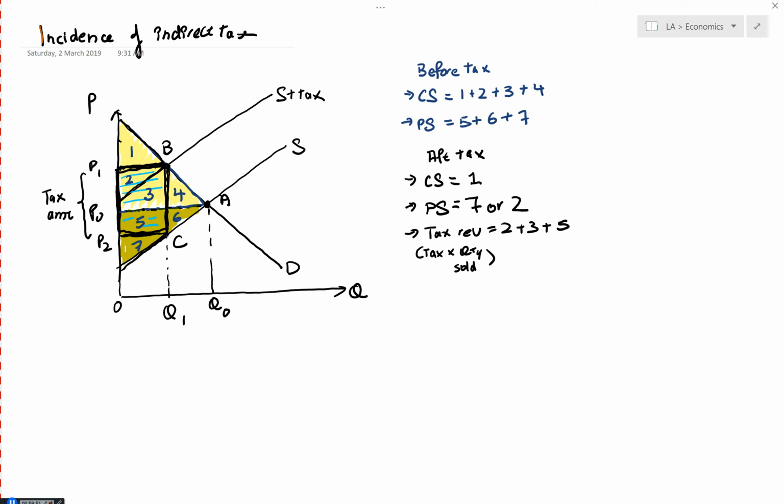But preferably say area 7 because you want to talk about the burden of the subsidy, burden of the tax on the producer. Okay? Now, stay with me.